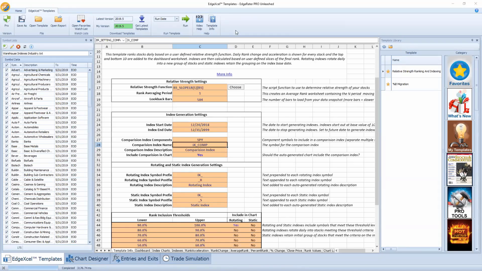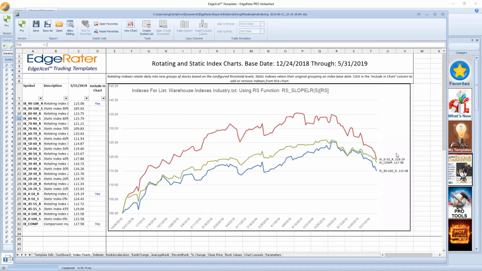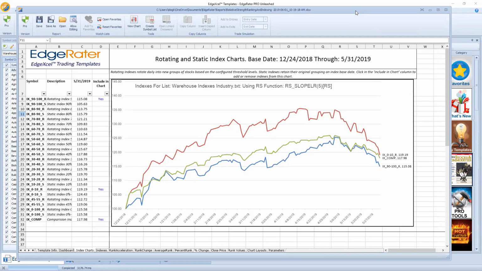All right, so what have we got? Current top 10 ranked industry groups are listed here. Let's look at the charts. It used to be that, up until this recent sell-off, the 0 to 10s were outperforming based on this ranking function. One interesting thing I sent an email out about in the week was using this with Wilder's RSI. Wilder's RSI has been designed to indicate overbought, oversold conditions.